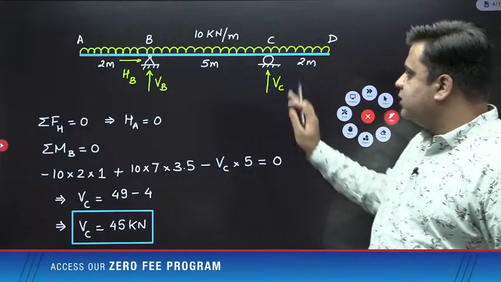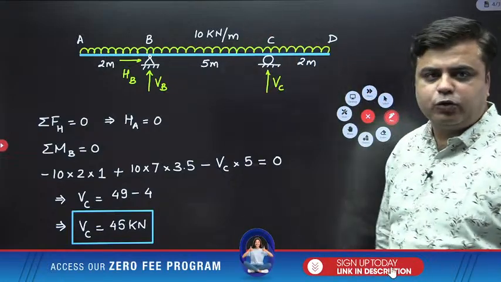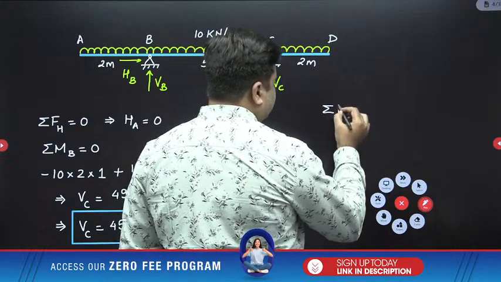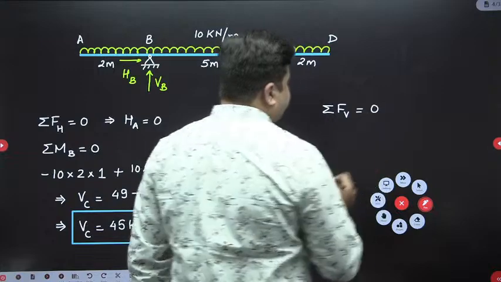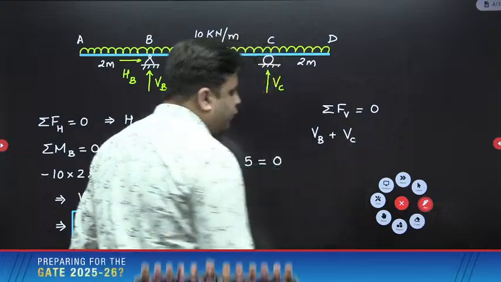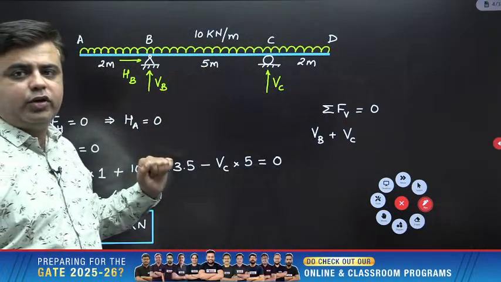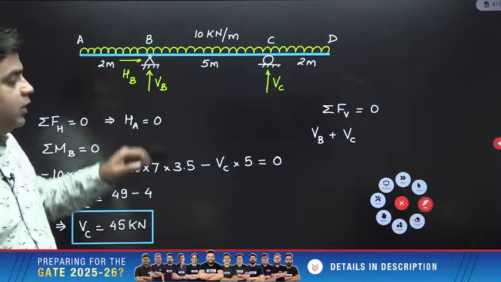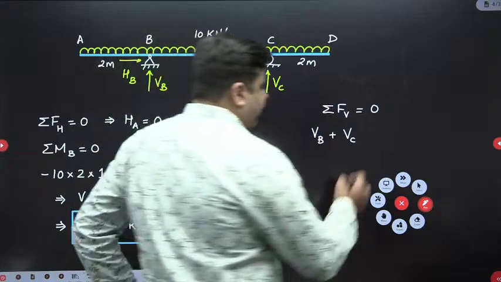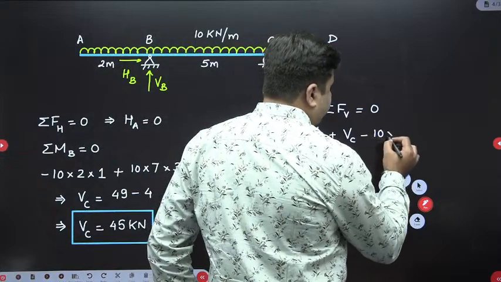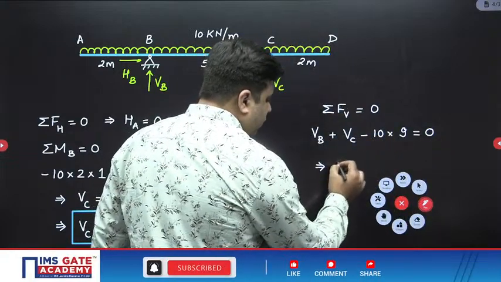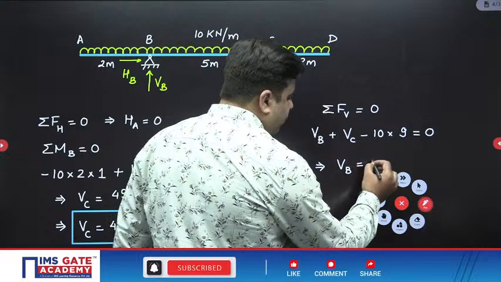Now what you need to do is write down summation of vertical forces equal to 0. So when you write down summation of vertical forces equal to 0, you have VB and VC acting upwards. So I will write down plus VB plus VC. And this total UDL acting downwards. So what is the total load due to this UDL? Yeah, very good. Correct answer. 10 into this total length, which is 9 meter. So I will write down minus 10 into 9. So VC you have already calculated 45. So VB will also come out as 45 kilonewton.